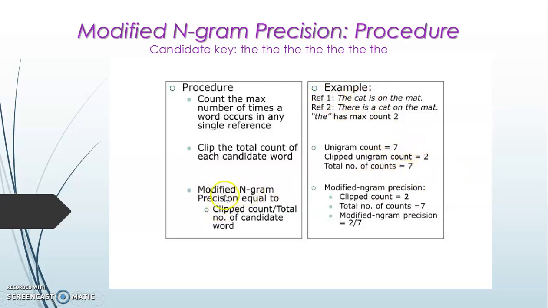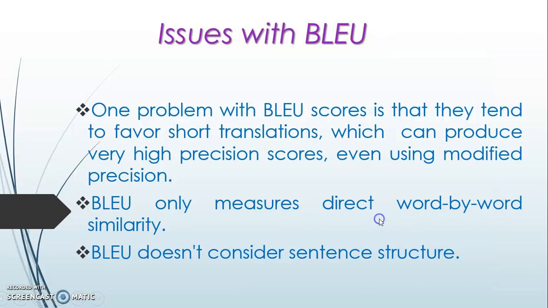Now, modified n-gram precision equals the clipped count divided by the total number of candidate words. So we see that the clipped unigram count is 2. So 2 divided by the total count, that is 7. So this is the modified n-gram precision. So this was all about the n-gram and the modified n-gram precisions. Now we see the issues with BLEU.